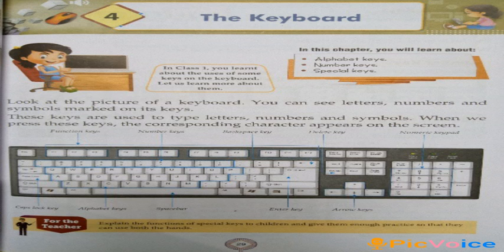The keyboard. Look at the picture of a keyboard. You can see letters, numbers and symbols marked on its keys. These keys are used to type letters, numbers and symbols. When we press these keys, the corresponding character appears on the screen.